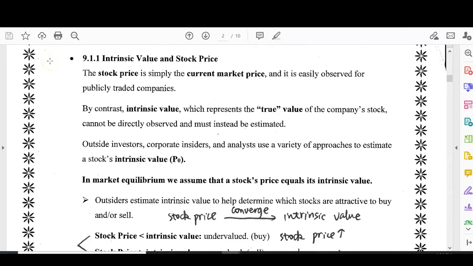Okay, so let's first take a look at what is intrinsic value and stock price. The stock price is simply the current market price, and it is easily observed for publicly traded companies. So when you go to Google Finance or Yahoo Finance, the stock price of Apple stock, the stock price of Twitter, is the current market price. By contrast, intrinsic value, which represents the true value of the company's stock, cannot be directly observed and must instead be estimated. Outside investors, corporate insiders, and analysts use a variety of approaches to estimate a stock's intrinsic value, P0. In market equilibrium, we assume that stock price equals its intrinsic value.